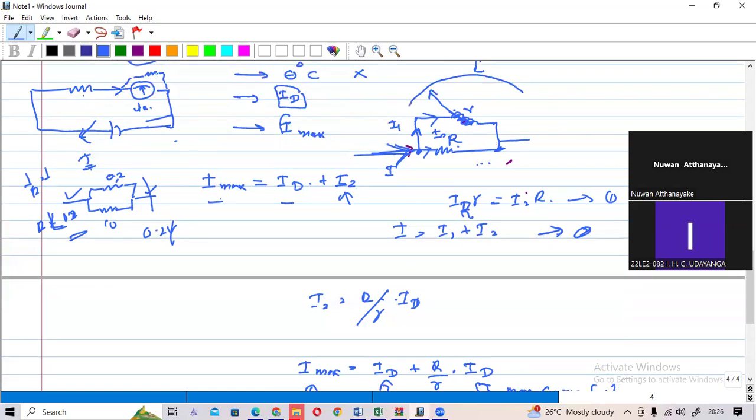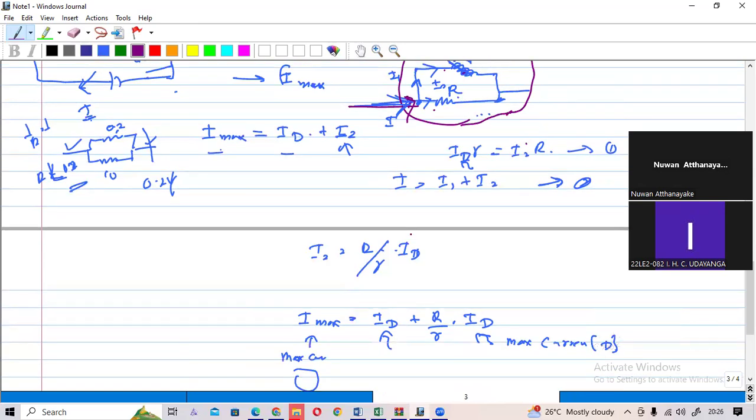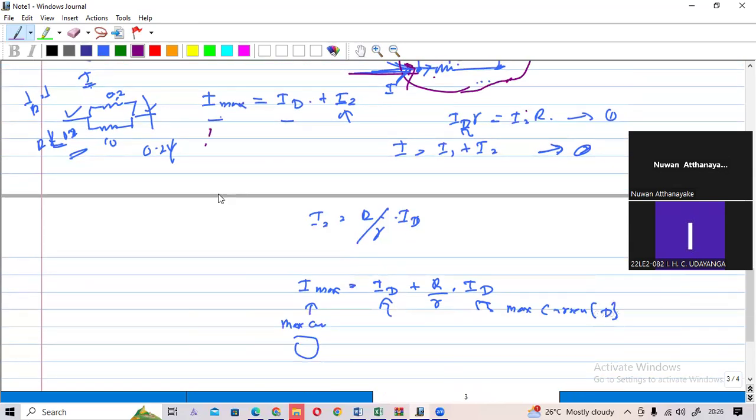If you consider this total, Imax is the current going into both this R and small r together. The total current. This Imax is the maximum current that can be measured by the total setup.